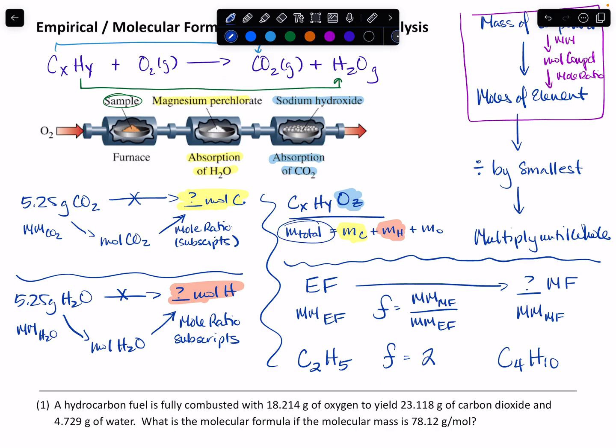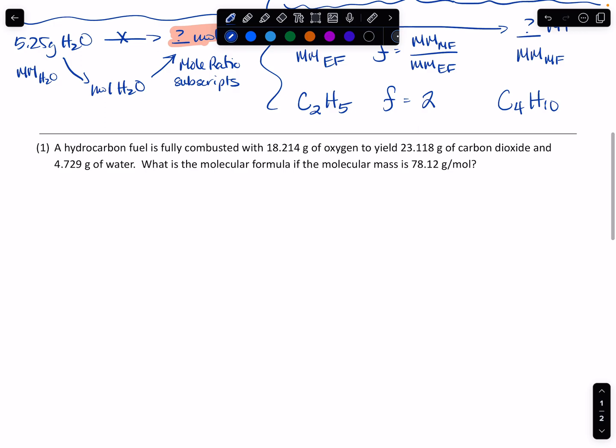So let's try a couple. I've got 3 here. They're different, but they're going to build as we go through them. They'll get a little more complicated as we move through them. So we have a hydrocarbon fuel that's fully combusted with 18.214 grams of oxygen to yield 23.18 grams of CO2 and 4.729 grams of water. What is the molecular formula if the molecular mass is 78.12?